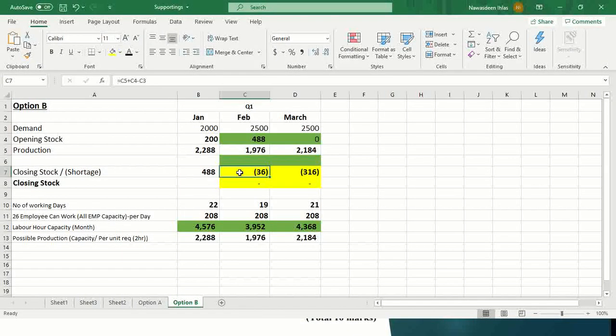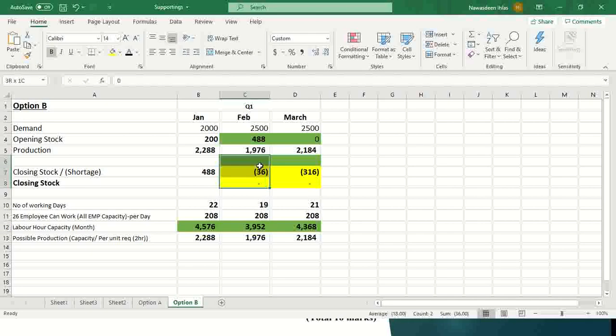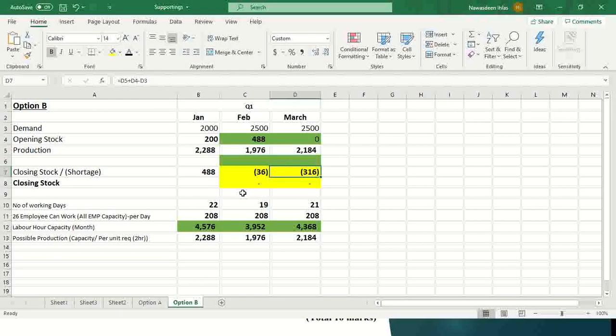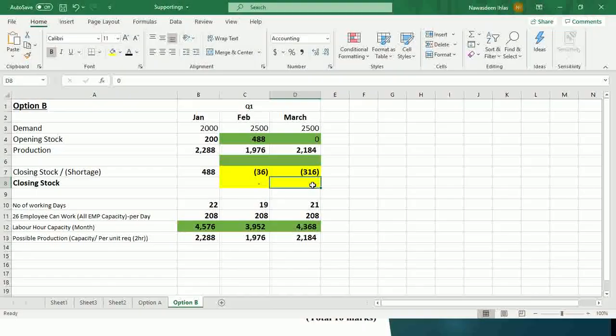So here in February there won't be any closing stock. Stock shortage will be there. It is minus 36. Here stock shortage will be there. It is 316. Closing stock is 0.